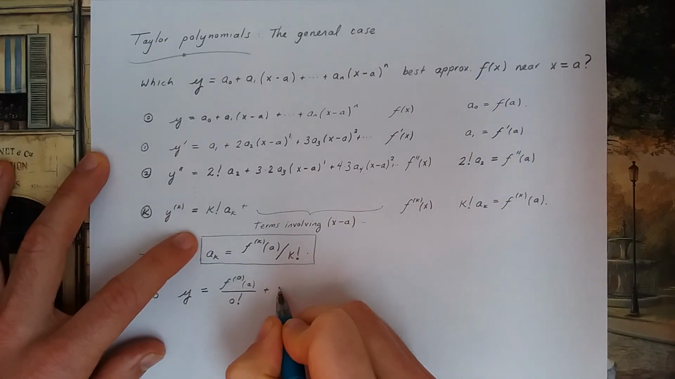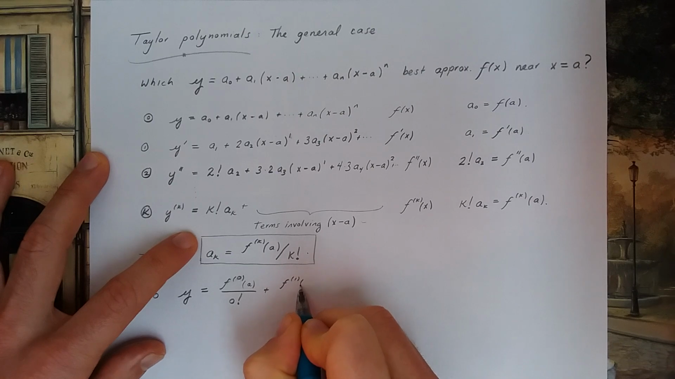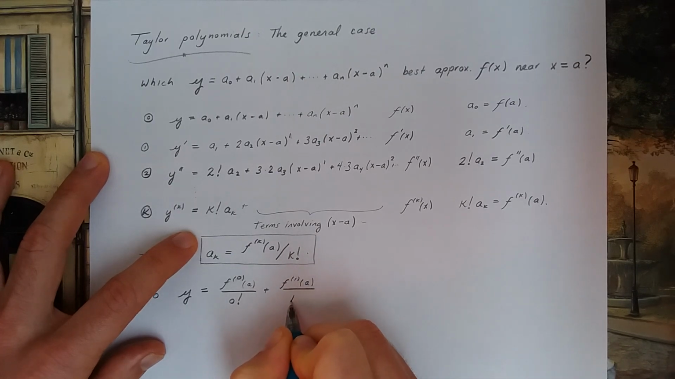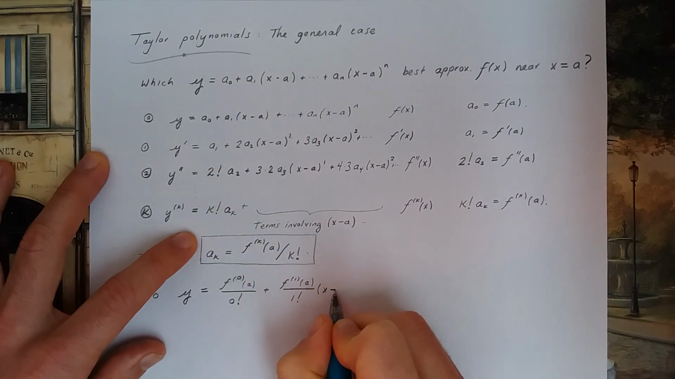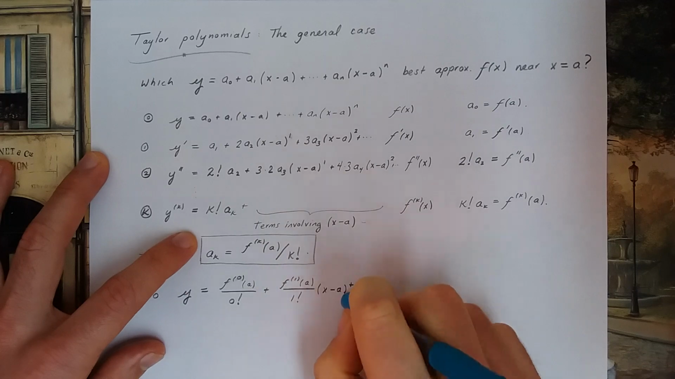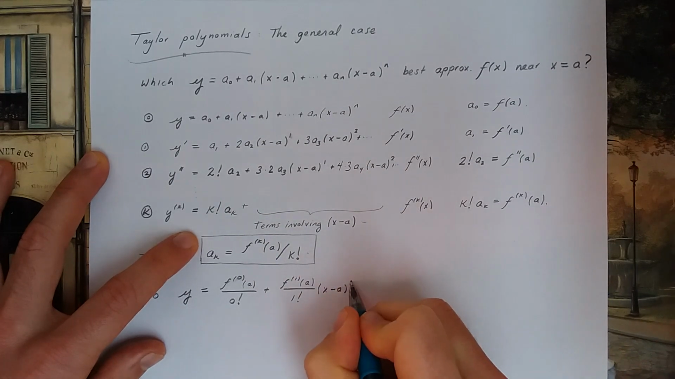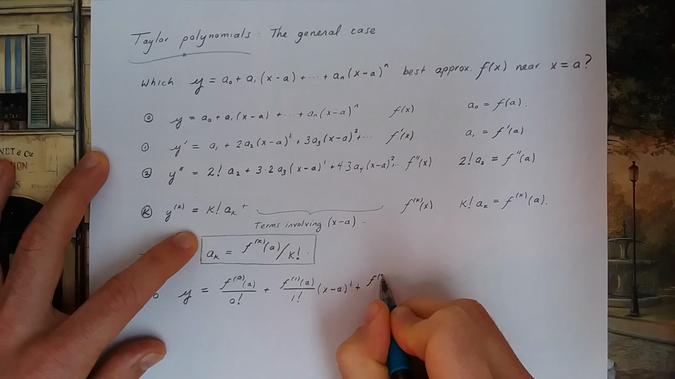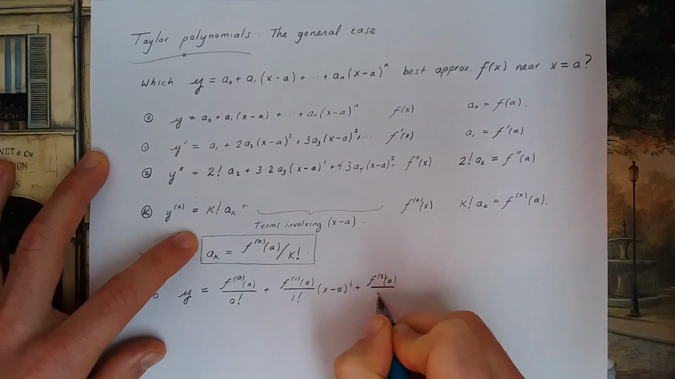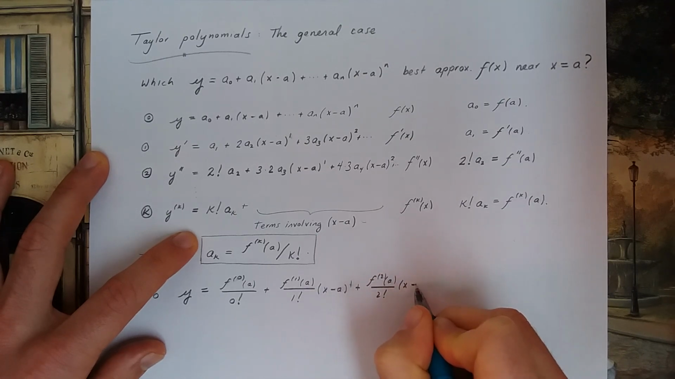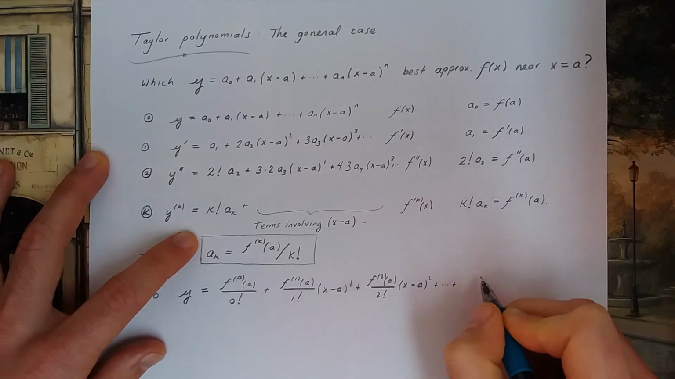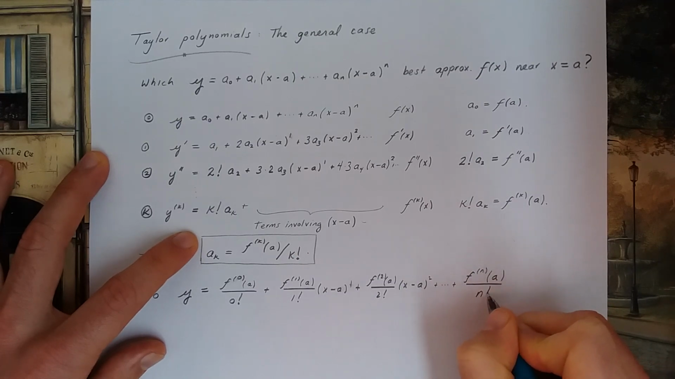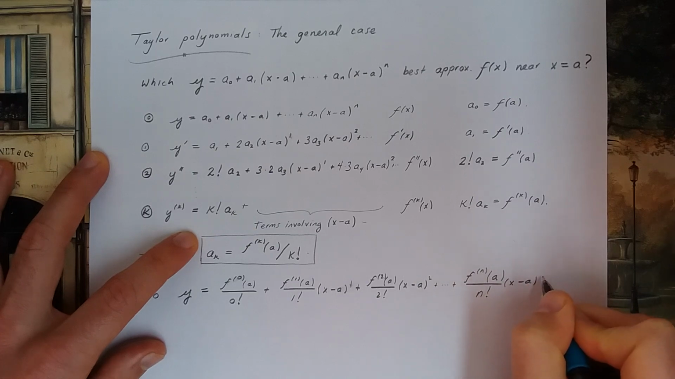The next term, the first derivative at a divided by 1 factorial, and then I have this (x minus a) to the first power. The next term, the second derivative at a divided by 2 factorial, (x minus a) squared, and this pattern continues until I get to the last term, which would be the nth derivative divided by n factorial, (x minus a) to the n.